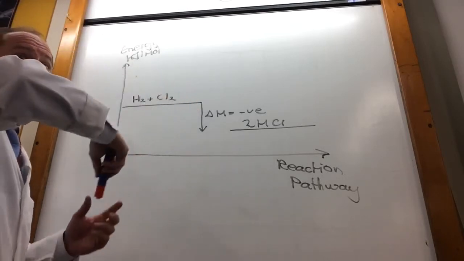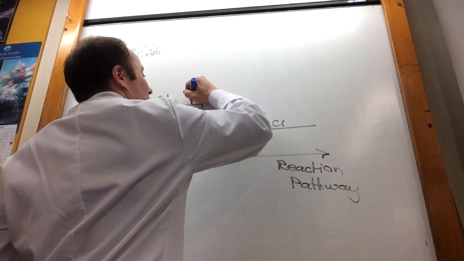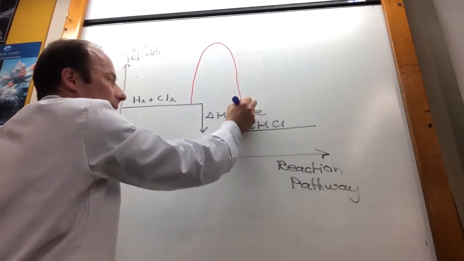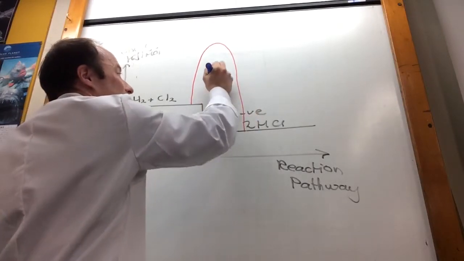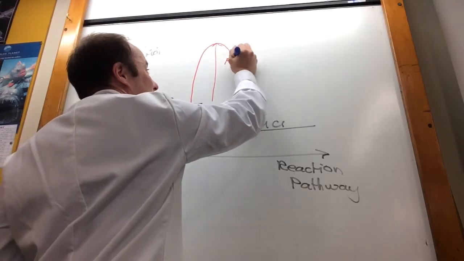Are we happy with that? So all we've done today is done this little hump. When I'm breaking the bonds, and then I go wee, like that. And then this distance from here to there is called the activation energy.